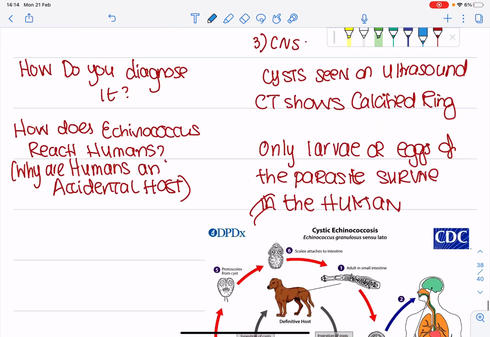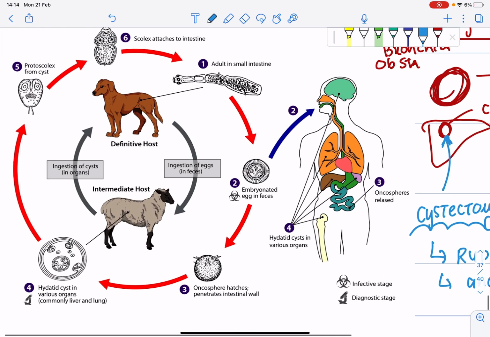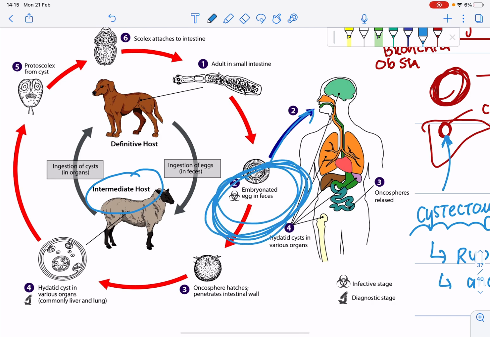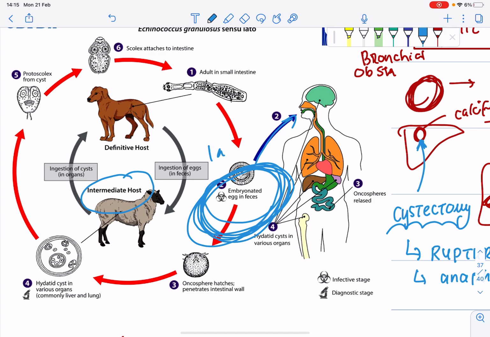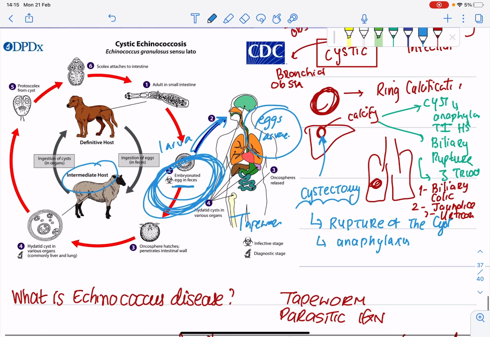So just to recap, the dog was the definitive host and the intermediate host was the sheep. And the human became an accidental host by ingesting dog feces. The eggs of this parasite, the larvae, are transmitted in the dog feces, and then upon ingestion, the human becomes the host of these eggs, these larvae. But guess what? Only the eggs remain. The tapeworm itself does not get transmitted from the human.